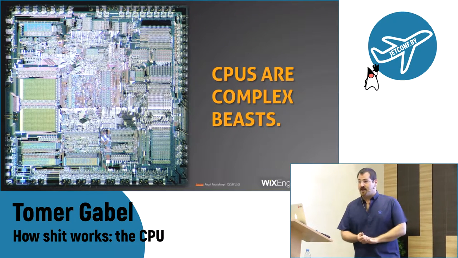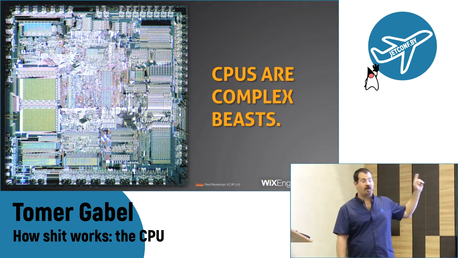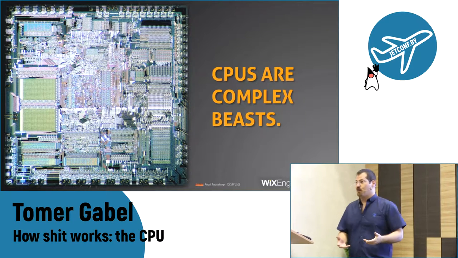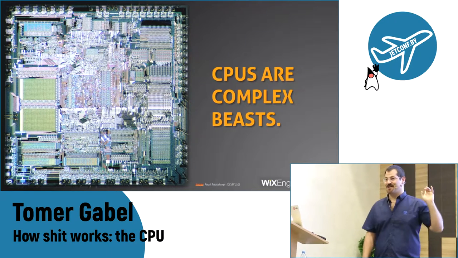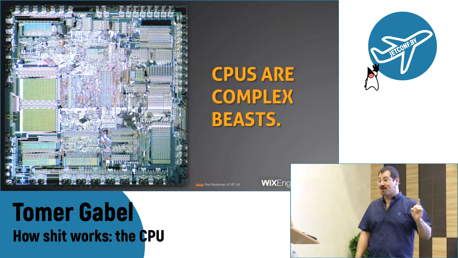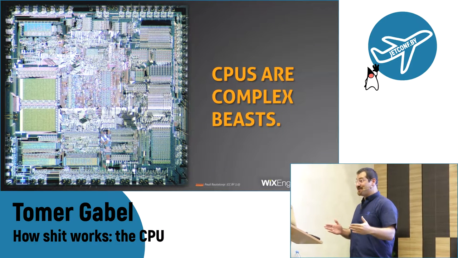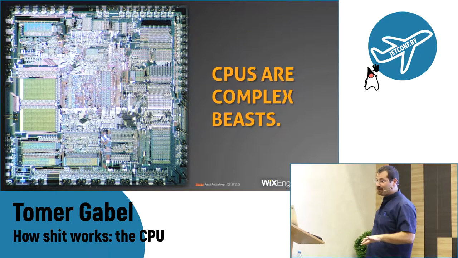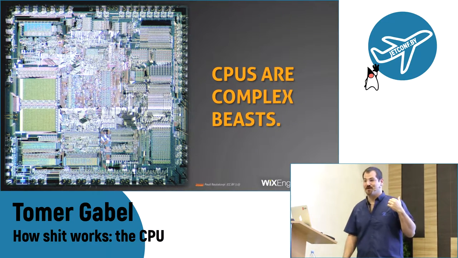Now, the first thing to realize is that CPUs are incredibly, incredibly complex, right? This is a microscope photograph of a CPU, and it looks highly complex. This CPU is a 286. It's 30 years old, right? So as you might imagine, over 30 years, we've gone from being this complex to being insanely complex. I'm not even going to bother showing you the same image of a modern CPU because it's so dense, you just can't tell anything.